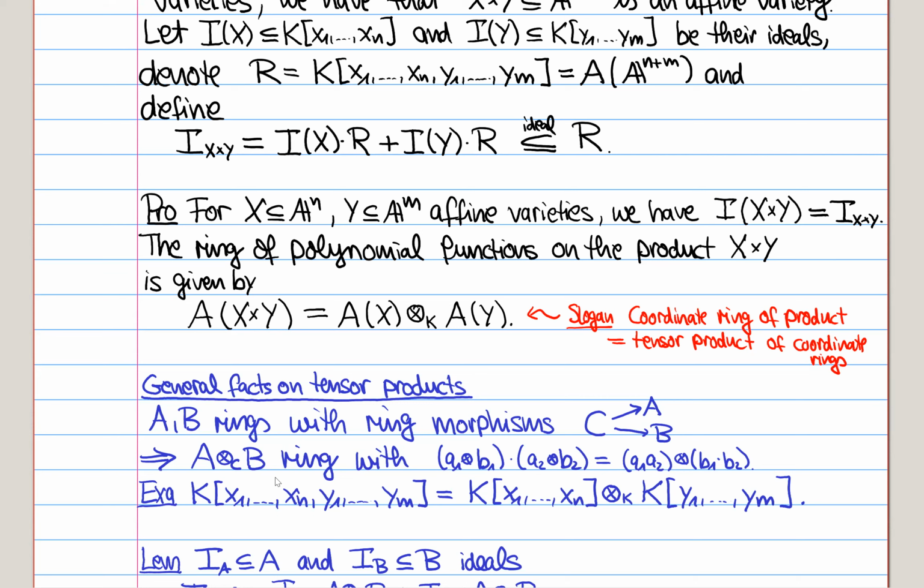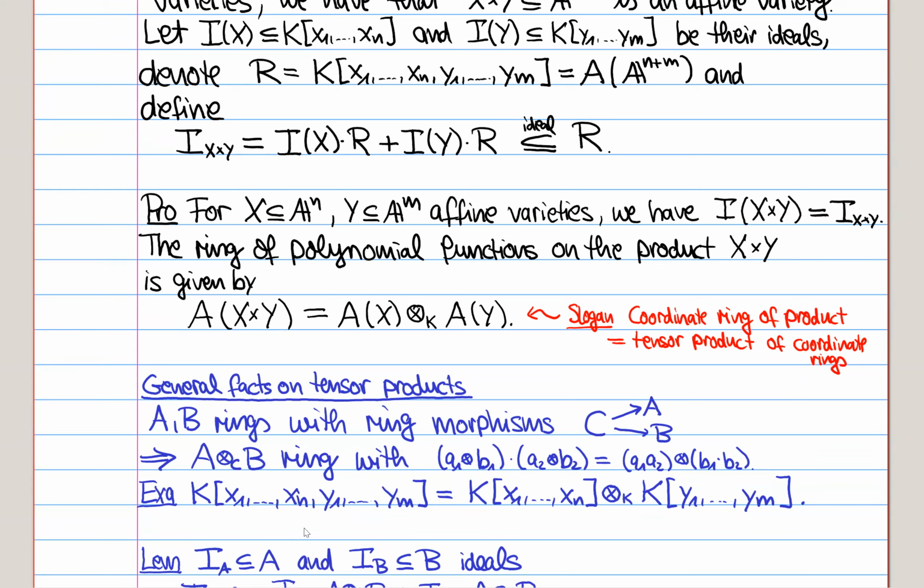And my claim here is that this is not just a C module, but it is in fact also a ring, and that's also a C algebra, with the product just given by, on these pure tensors, just given by, well, take the product in the first slot and take the product in the second slot and then tensor them again. And this can be extended bilinearly onto all tensors inside this tensor product.